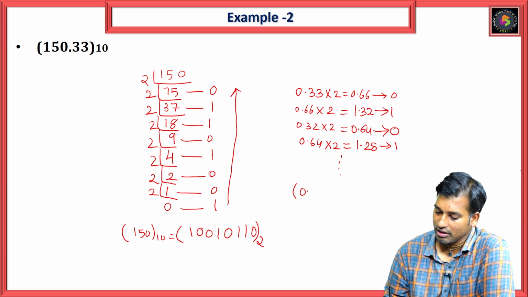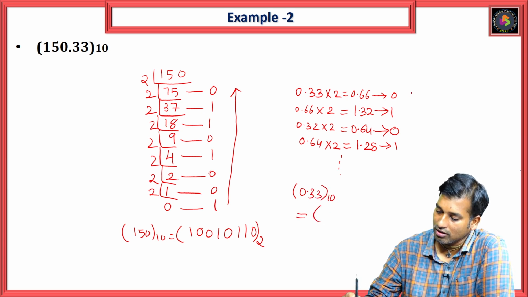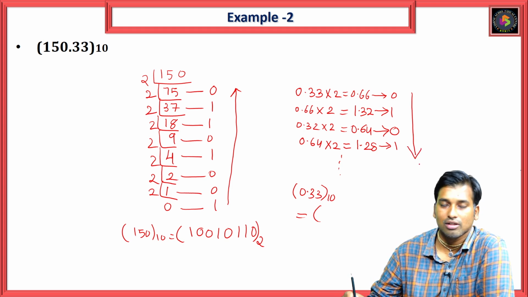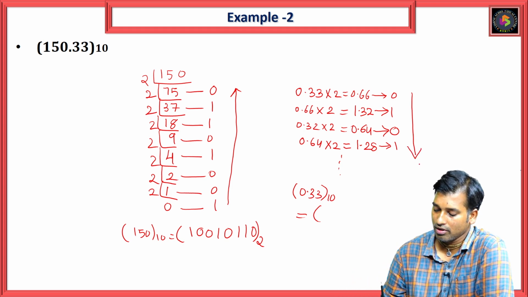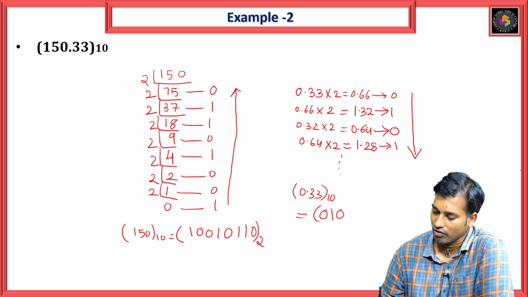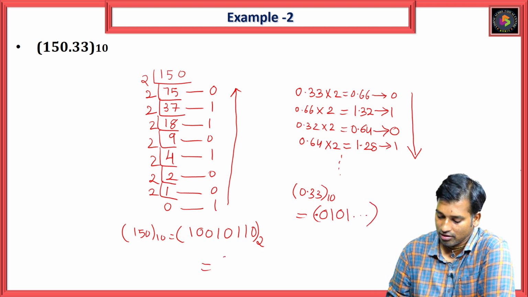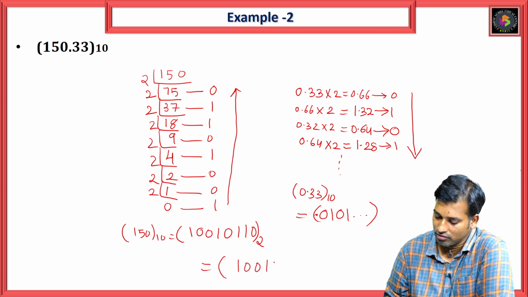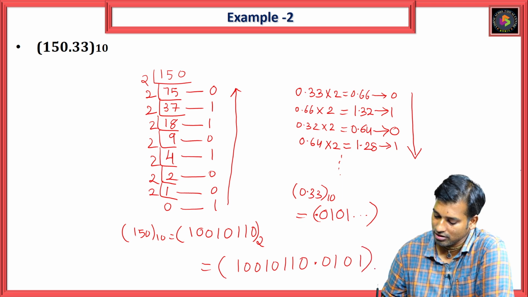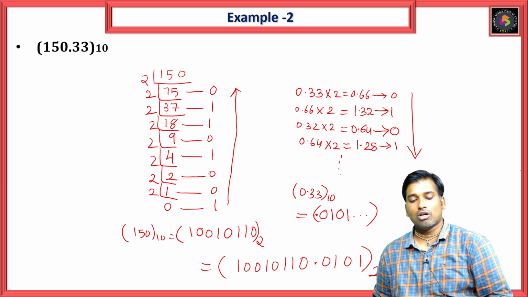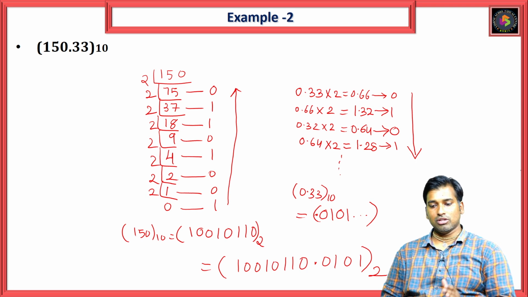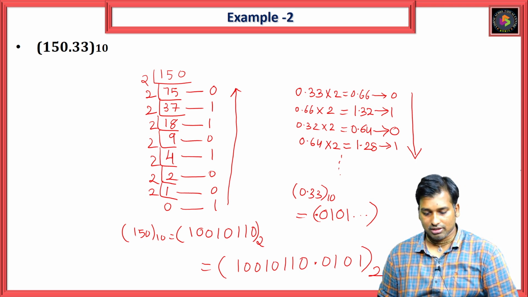So here 0.33 base 10 is nothing but we have to collect all the integer parts in the same order, from the top. It is 0101 and so on, 0.0101. So the complete answer is 10010110.0101 base 2. So this is how we convert from the decimal to the other number system, that is binary number system.